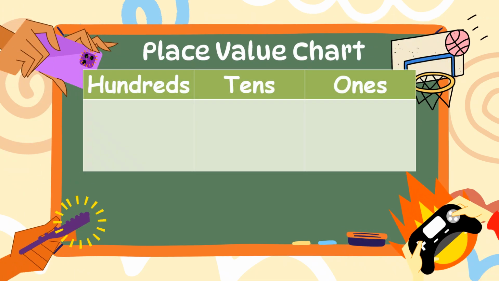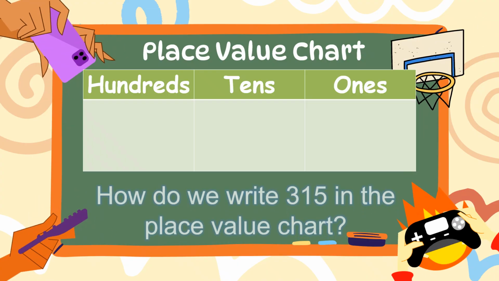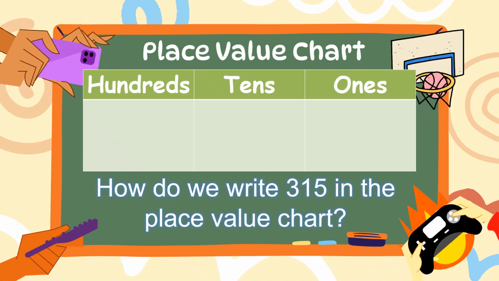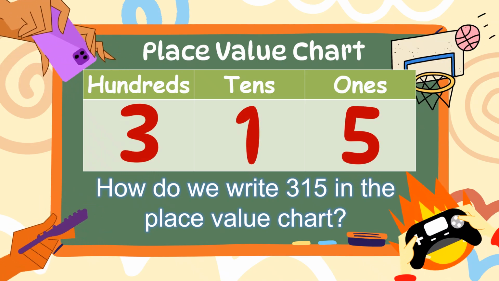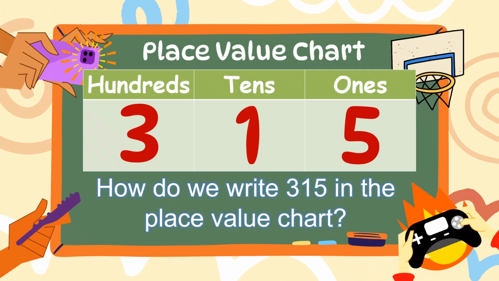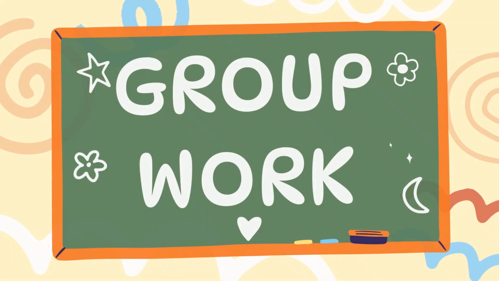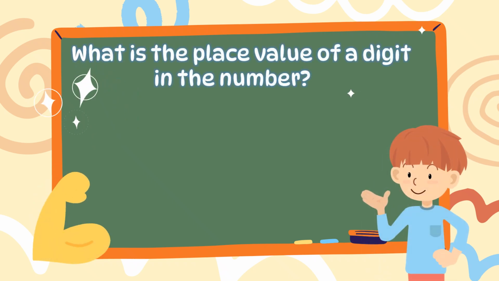Let's go to the place value chart. How do we write 315 in this place value chart? All right, that is 5 ones, 1 tens, and 300.